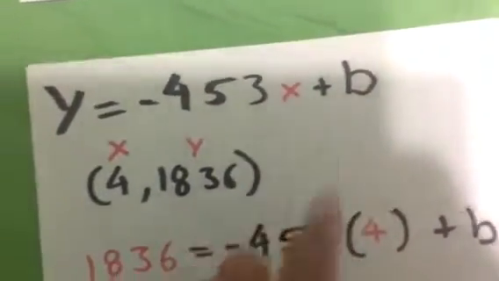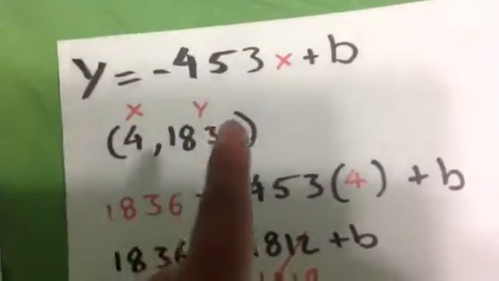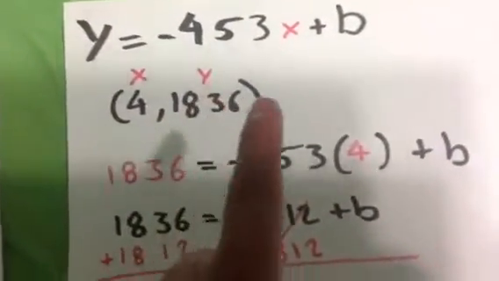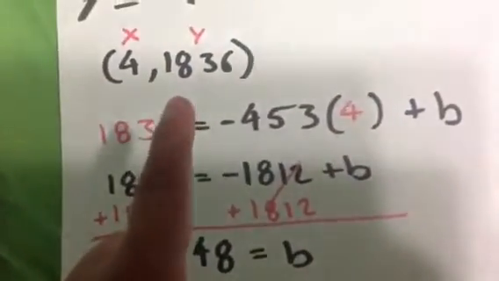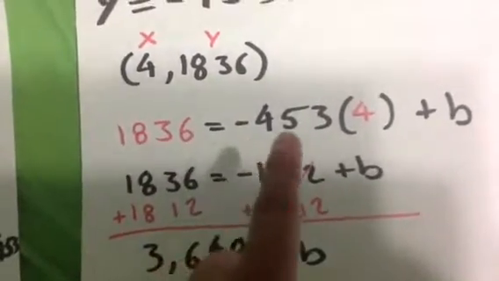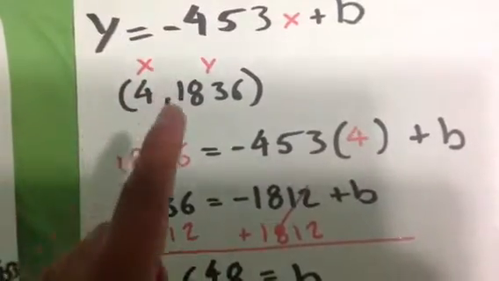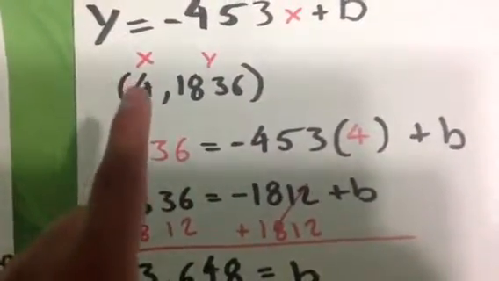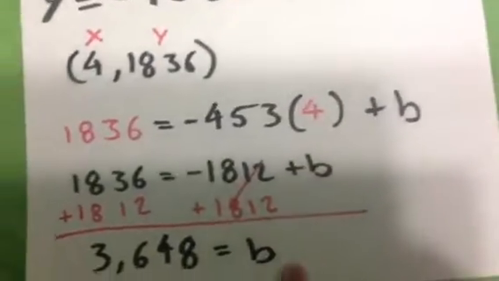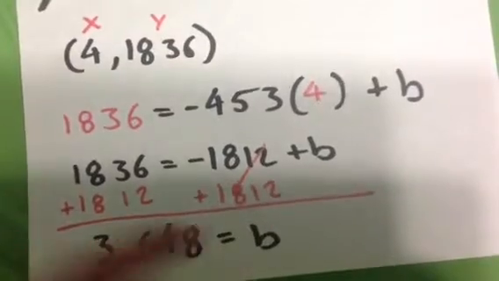Now we're going to look for b. And how do we look for b? We take one of these equations, and I'm going to use this one, and plug it into y equals negative 453x plus b. My y is 1,836, so I put it here: 1,836 equals negative 453 times, substituting x with 4, plus b. When I multiply negative 453 by 4, I get negative 1,812.